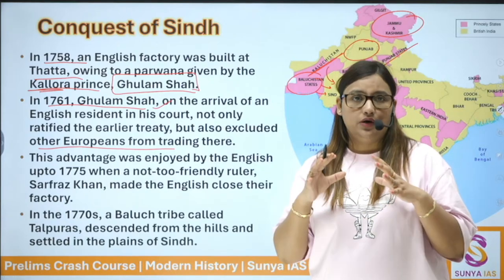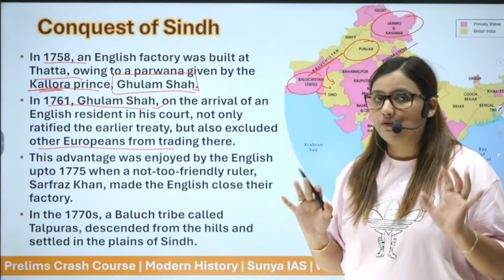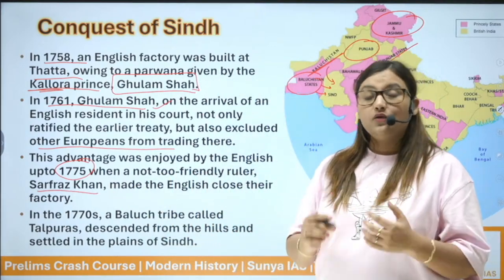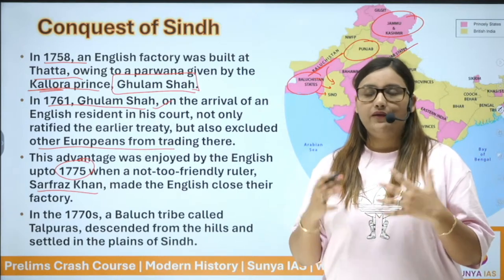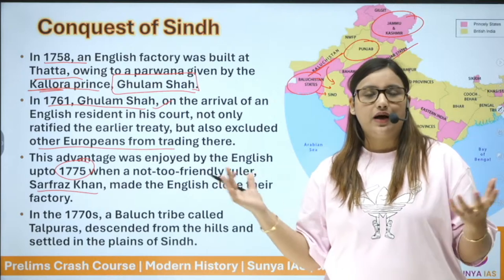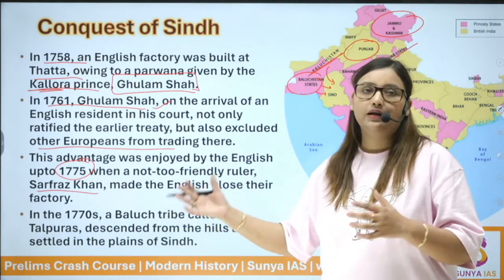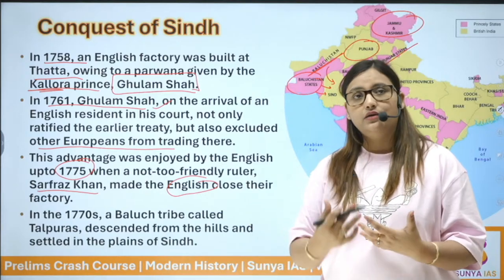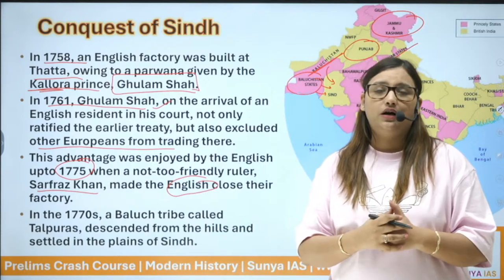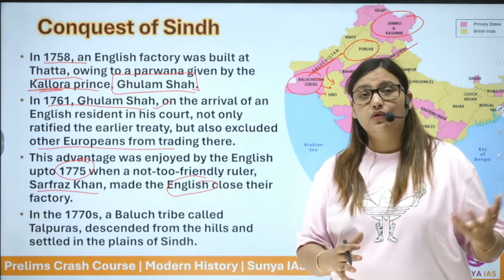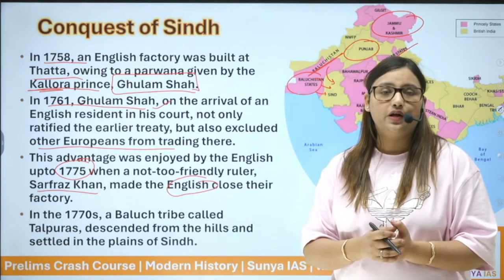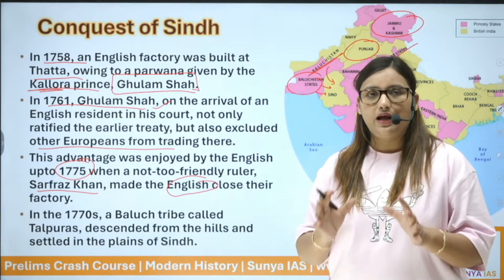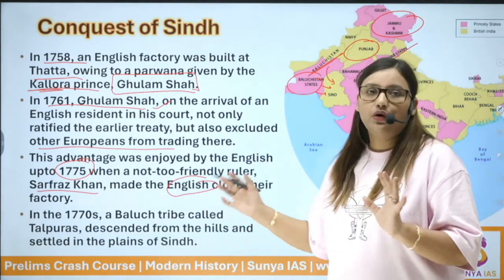Now, this advantage was enjoyed by the EIC, and it went very fine till 1775. But after 1775, Sarfaraz Khan became the ruler. When he came, he said, no, I will not let them rule and run factories and trading activities like this. So Sarfaraz Khan asked the EIC to close their factories. The English said, why are you doing this? We have been here for so long, and for the last 30-40 years we have been trading in this area. Since the time of the Mughals, we had a lot of influence and control in the trading facilities. But Sarfaraz Khan said, no, I can't let you work so freely like this, and I want you to close your factory. At that time, the English could not do anything.